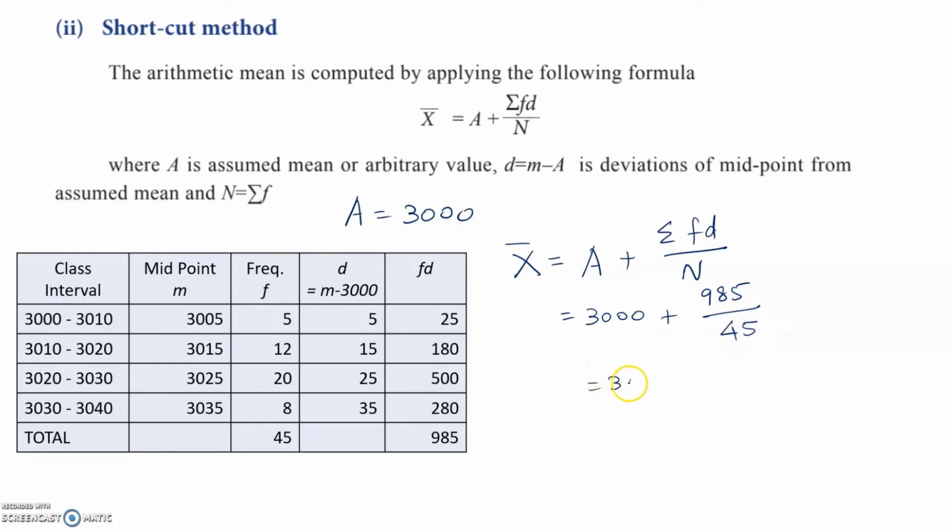If you use a calculator and simplify this further, you will get 21.89. So you can call our arithmetic mean 3021.89, or you can say the mean is approximately 3022. So this is our shortcut method of taking an arbitrary value and subtracting it from the midpoint. Let's move on to the next method now.